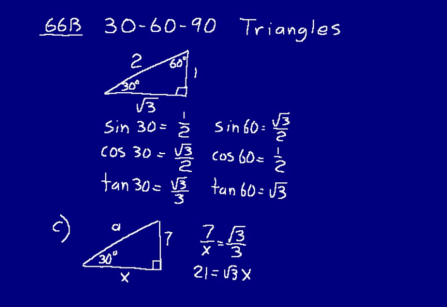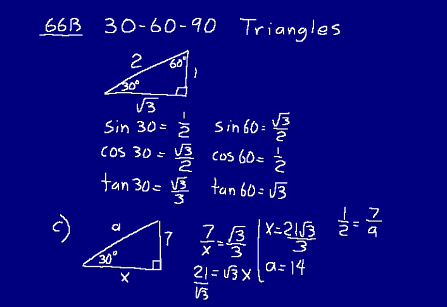And so x would be 21 over the square root of 3, or if we want to write that with a rationalized denominator, we would say x is equal to 21 times the square root of 3 over 3. And then if you want to figure out a, well, you know the opposite over hypotenuse, that would be sine of 30. And so you could say sine of 30, which is 1/2, is equal to opposite, which is 7, over hypotenuse, which is a. Cross multiply and you get a equals 14. And so there are your two answers.